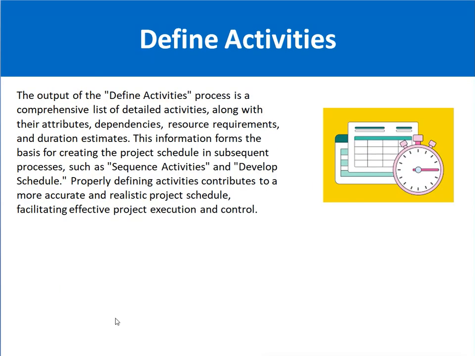So basically the output of the define activities process is a comprehensive list of detailed activities along with their attributes, dependencies, resource requirements, and duration estimates. This information forms the basis for creating the project schedule in subsequent processes such as sequence activities and develop schedule. Properly defining activities contributes to a more accurate and realistic project schedule, facilitating effective project execution and control.